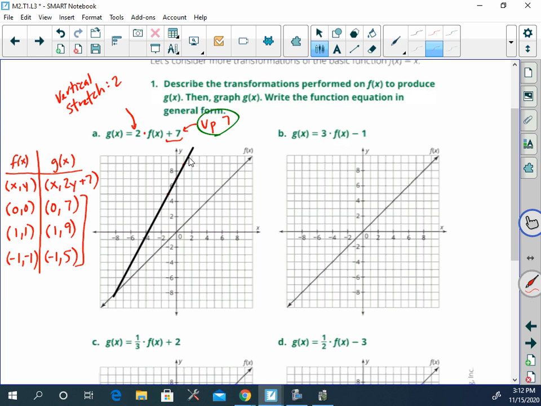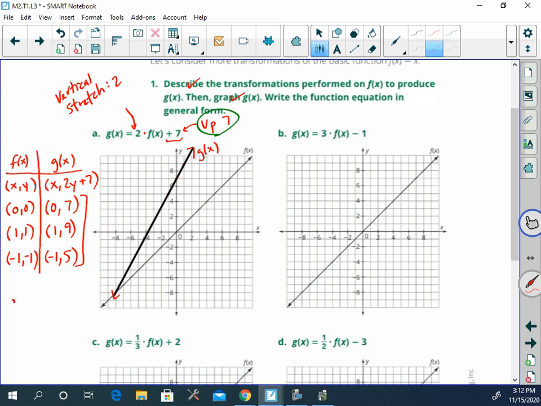Okay, so here is my new graph. And this graph is g of x, so I'm going to call it g of x here. And then the other thing it says, so describe, we described it. That's the vertical stretch and up 7. Then graph, we graphed it. And then write the function equation in general form.